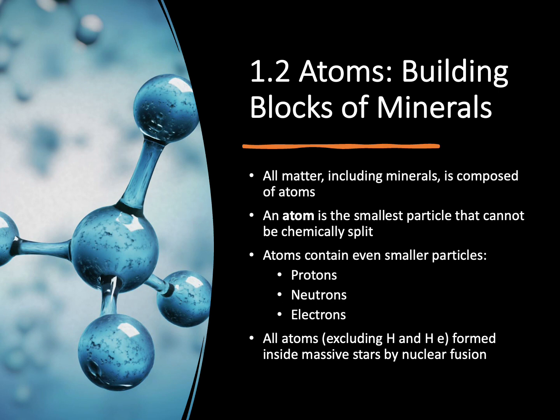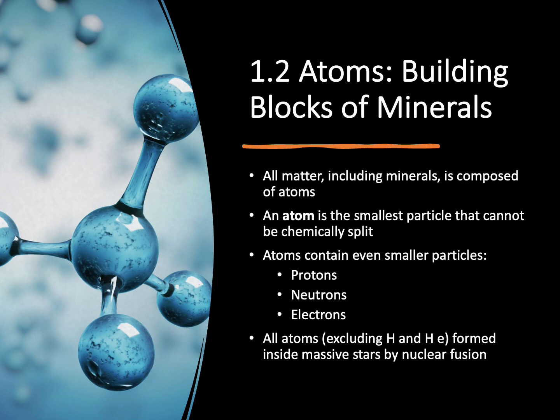So we see that everything on our planet, whether it's the air we breathe, the water we drink, or the car that we're driving, everything is made up of atoms. And an atom is just the smallest particle on our planet that can't be chemically split into smaller particles. And we're going to see that atoms contain three major particles inside of them. And these are going to be protons, neutrons, and electrons.